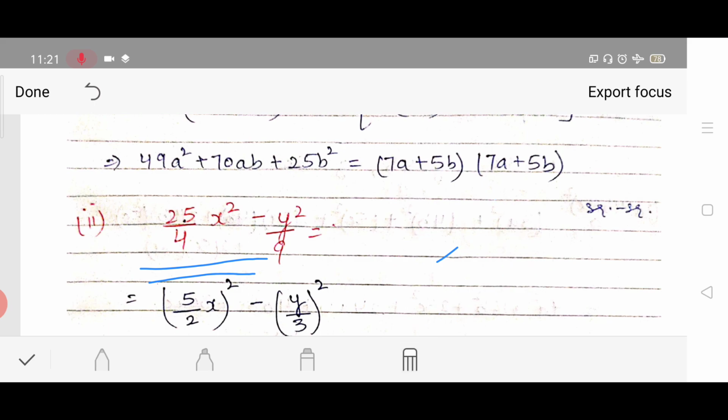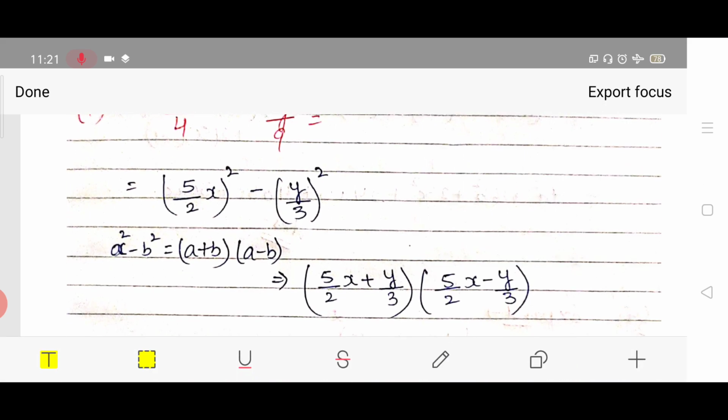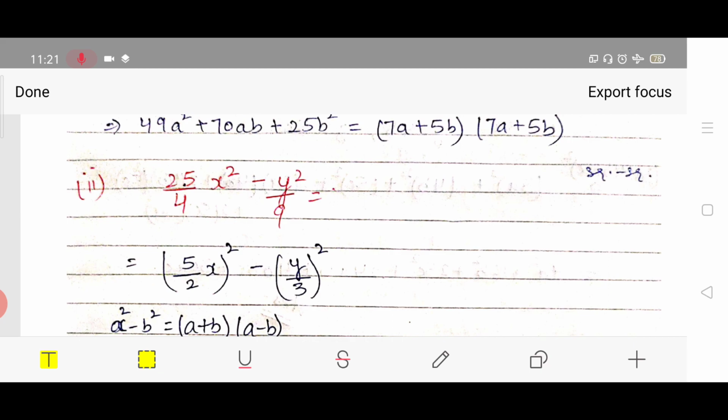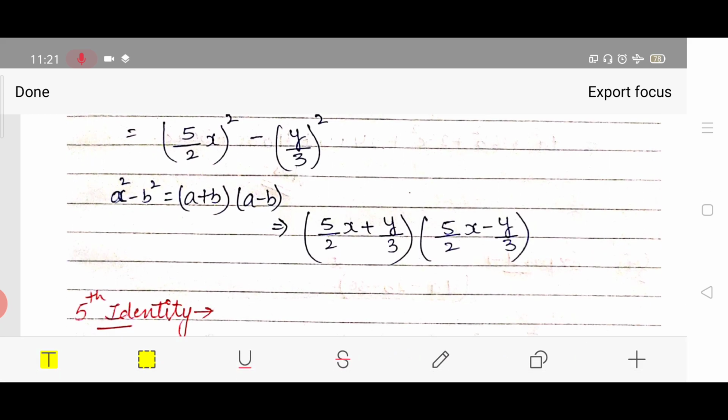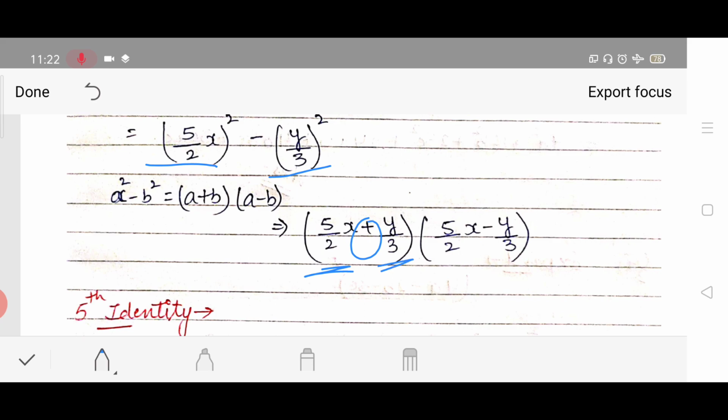How can we do it? Let us see here. If you write 25 upon 4, as 25 is the square of 5 and 4 is the square of 2, so we have written here 5 upon 2x whole square, and 9 is the square of 3, so we have written here y upon 3 whole square. So from this we can say that a square minus b square is equal to (a + b) into (a - b). So we are having here two factors, that is, a square minus b square is equal to (a + b) into (a - b).